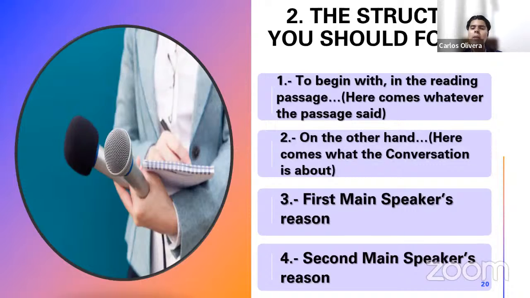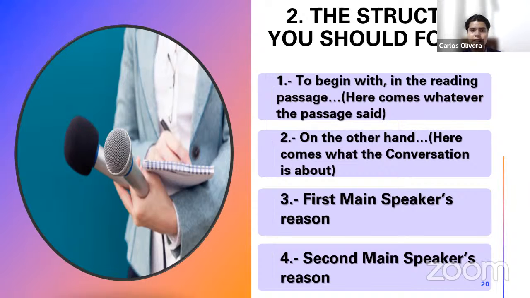Okay, very good. As you can see here, our template consists of 4 different steps or parts. The first one says, "To begin with, in the reading passage," and this is exactly what I always said. This is an introductory phrase. You can change the wording if you don't like it, but the idea is that you always introduce your response with something.